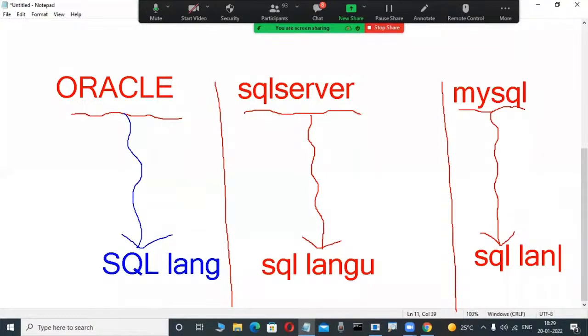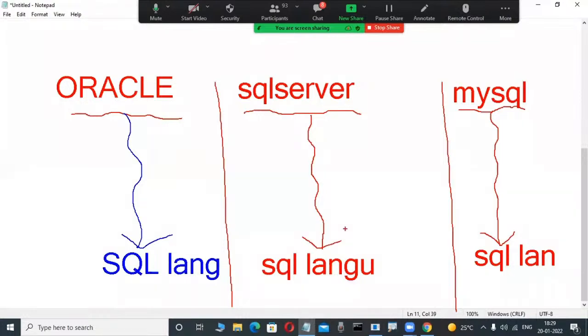Now what is my doubt? So many people attending this demo class have a doubt: are all these SQL languages the same or different? Anybody guess? Only one answer is correct. Whether you work on an Oracle database product, or your friend works on SQL Server, or your other friend works on a MySQL database product, all of you use the SQL language. But are all these SQL languages the same or different? Only one answer is correct.